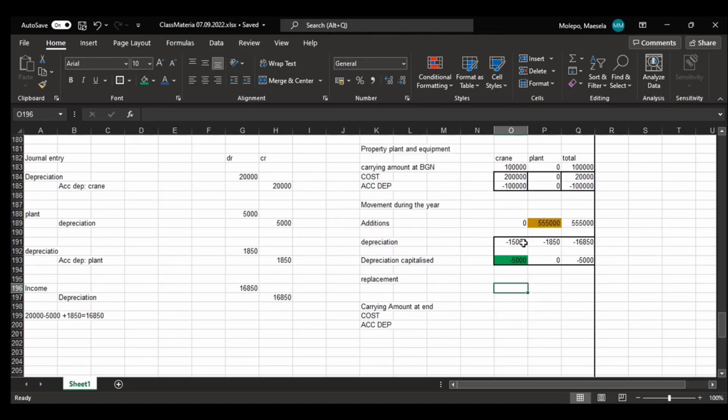So we'll say the cost of the plant is not going to change. It will remain 200,000. The accumulated depreciation now is going to go up. It's going to be this plus this plus this, which is 120. The cost of the new plant will be this 555. Its accumulated depreciation will be this 1850.